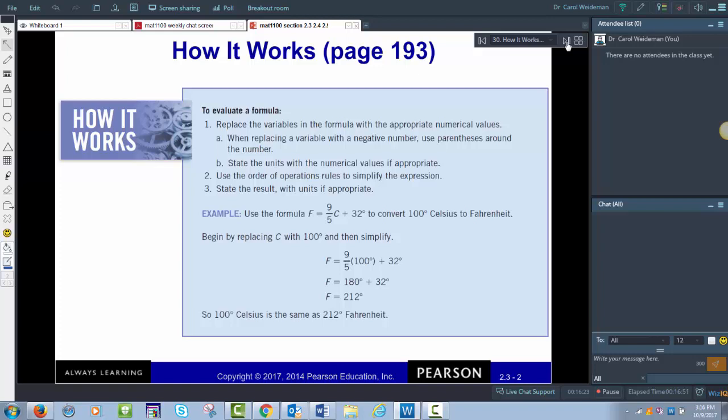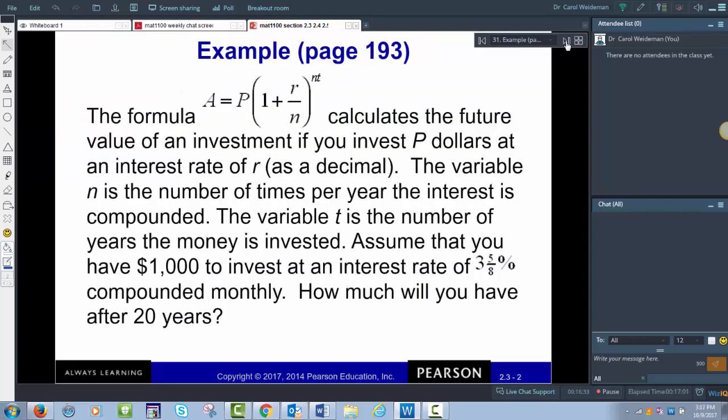So to evaluate a formula or an expression, replace the variables with the appropriate numerical values, and then use order of operations to simplify, and make sure you use units if units were given to you. So let's take a look at this question here.